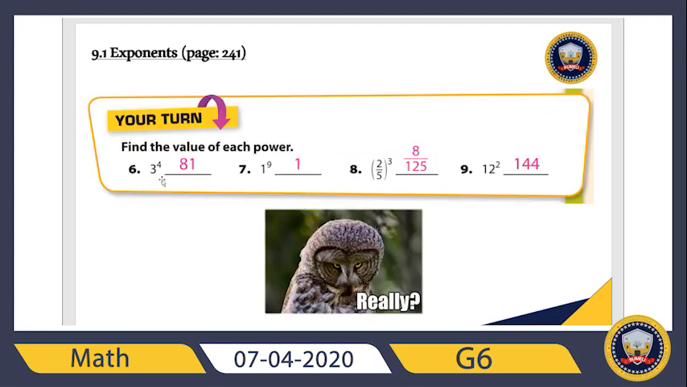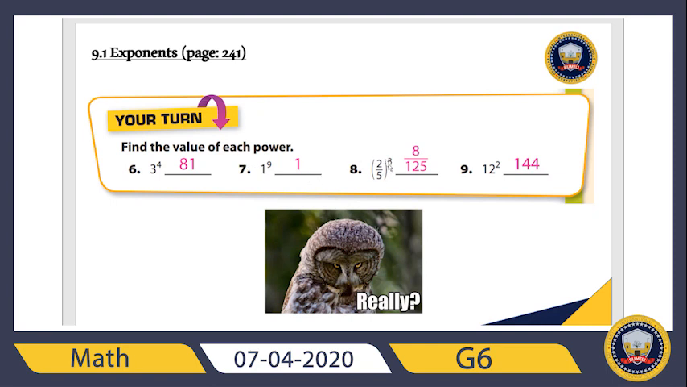Alright, so 3 to the power of 4, my base is 3, my power or my exponent is 4, so it is 3 multiplied 4 times. 3 times 3 times 3 times 3. So 3 times 3 is 9, multiplied by 3, 27, multiplied by 3, that is 81. Okay, 1 to the power of 9, it is 1 multiplied 9 times, 1 times 1 times until the 9th time, that is always equal to 1.